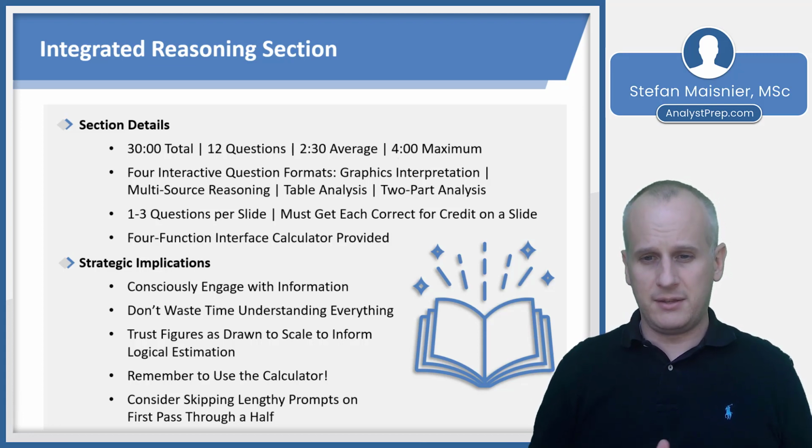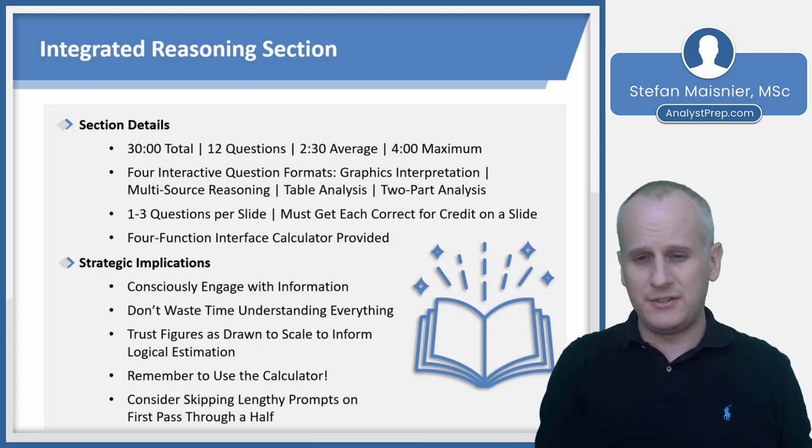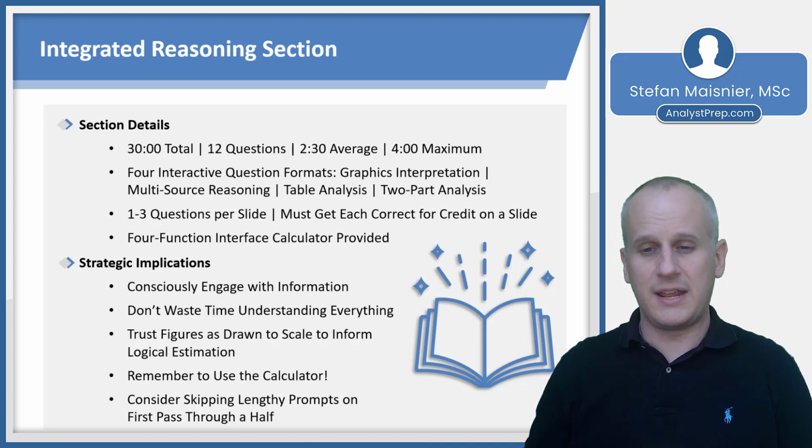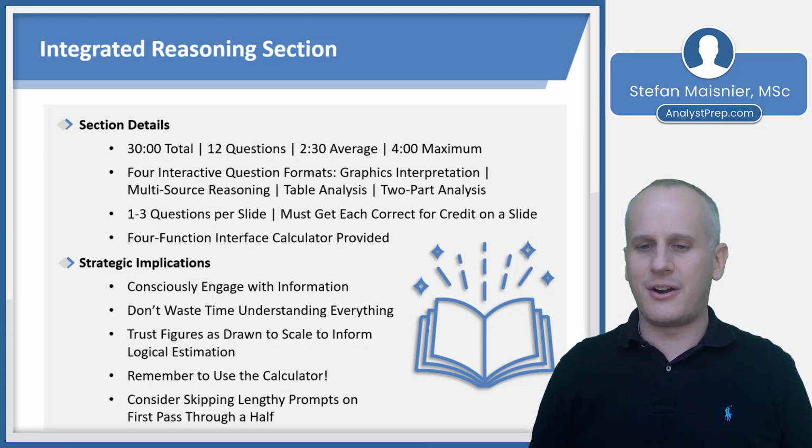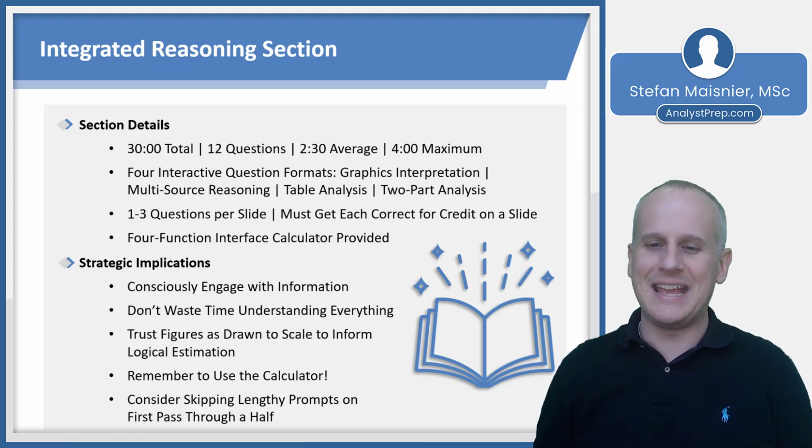And do consider skipping lengthy prompts on your first pass through half. So remember that the goal is to spend somewhere between 12 to 15 minutes on the first half of the section and leave 15 to 18 minutes for the second half of the section, aiming to make that a harder second half. So when you're working through your halves, consider just looking at something and saying, well, there's a lot of information here. I may want to skip that for now. Make sure you see every question and get the easier ones for the half first.